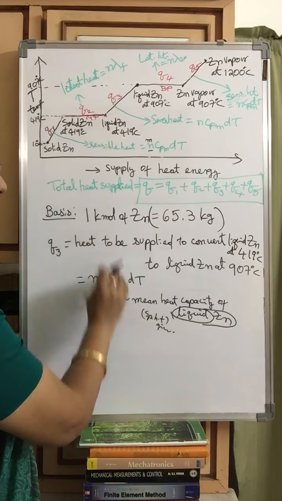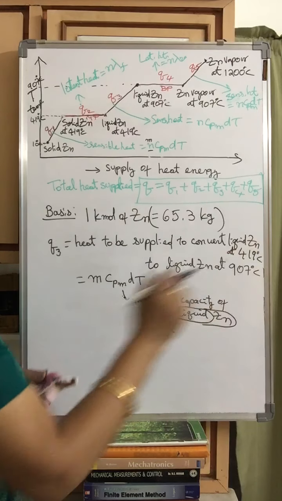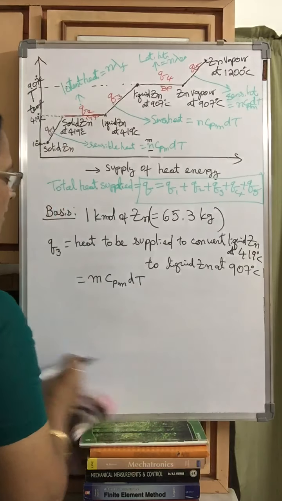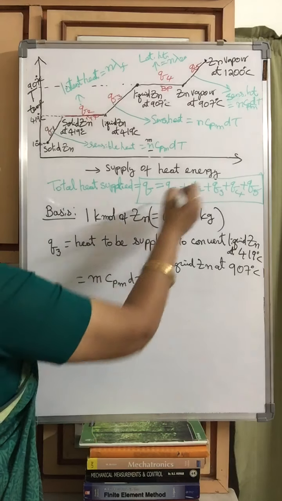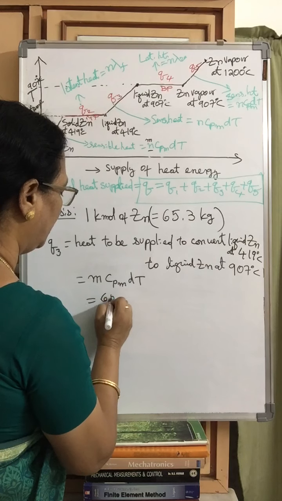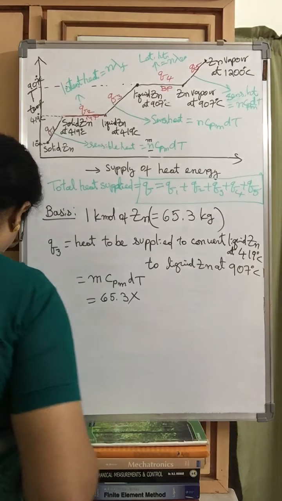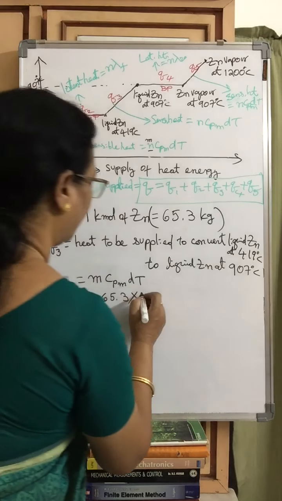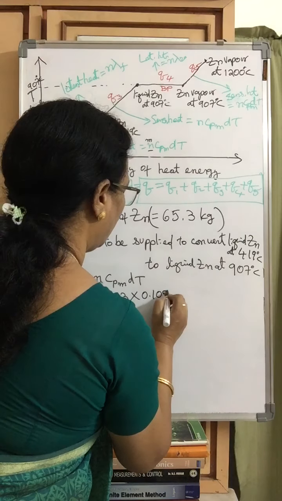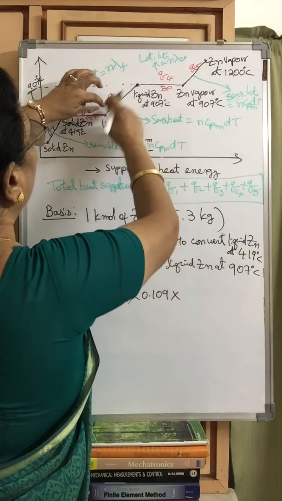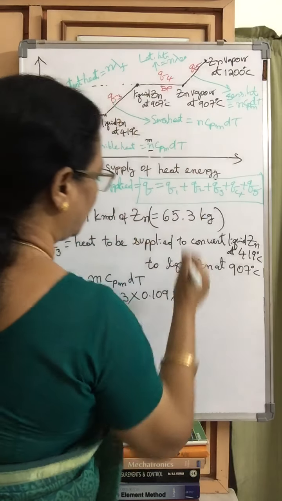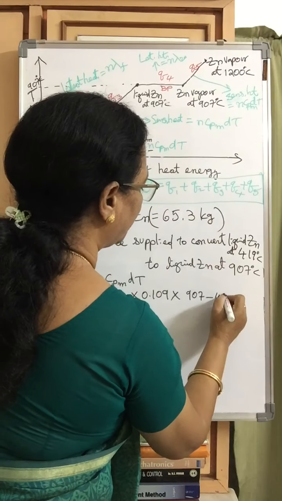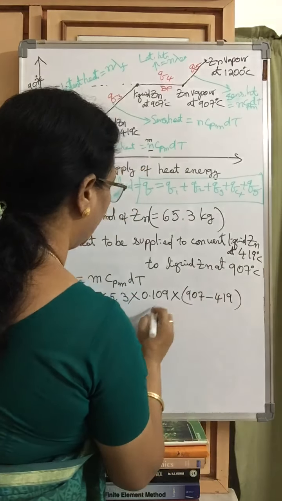Solid zinc has a different value, liquid zinc a different value, zinc vapor a different value. So M is 65.3 and CPM for liquid zinc is 0.109 into dt. Q3, no? 907 minus 419.